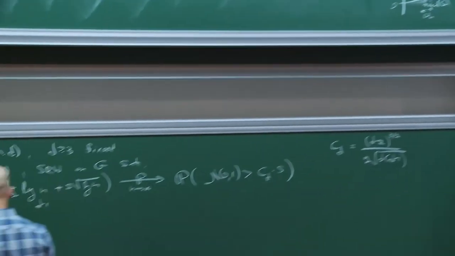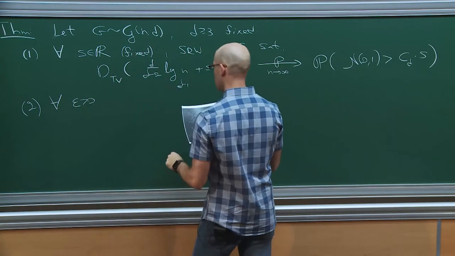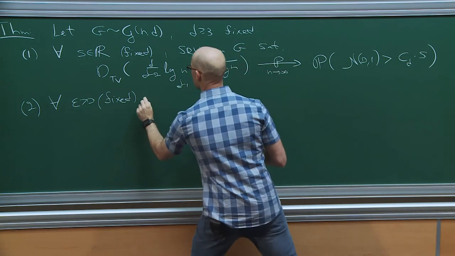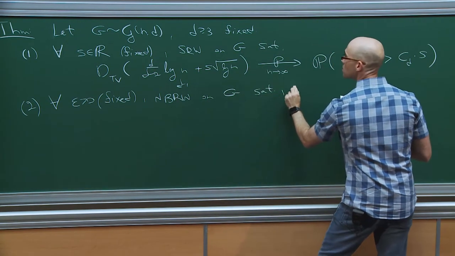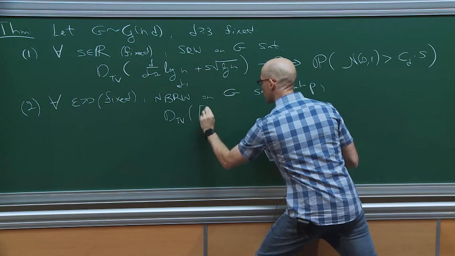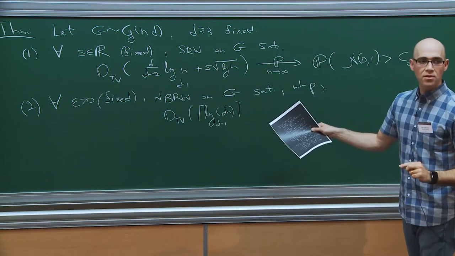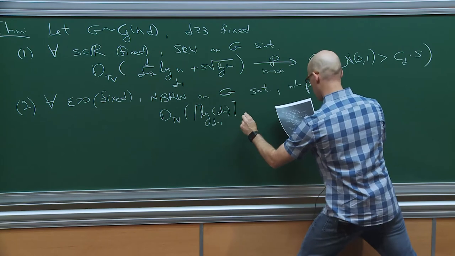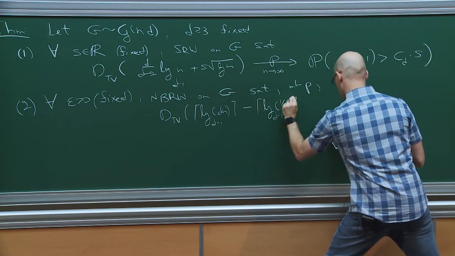And two would be, here's another result: that for every epsilon fixed, you have the following. Non-backtracking random walk on G satisfies with high probability that the distance to equilibrium at time log of dn, and you can ask, why do I care about this d? I mean, it's constant. And the reason is that for non-backtracking random walk, the window becomes constant.